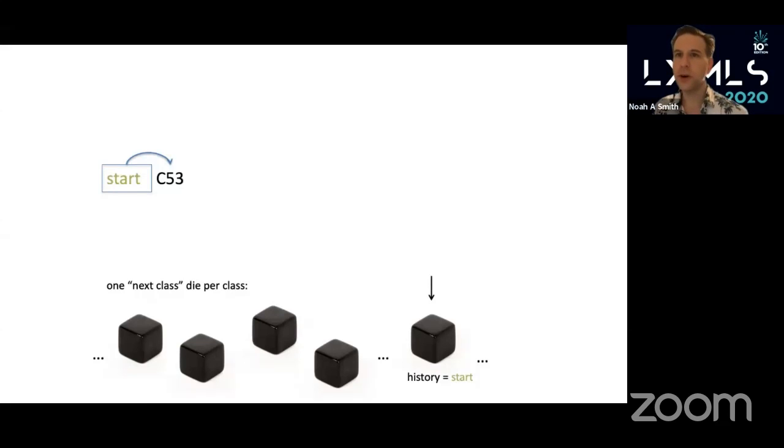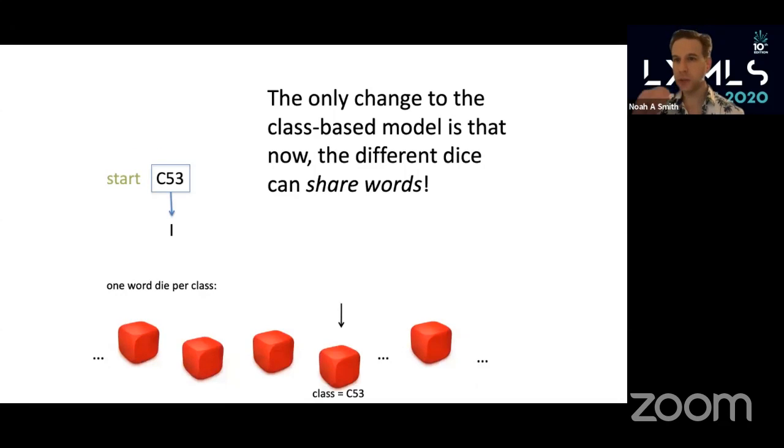So to visualize how the sequence gets generated, just like with the class-based model, we have black dice, one next class die per class. These are the gammas, and we start by writing down a start symbol and then generating the next class. Say we randomly pick C53 by rolling the start die. And then we switch over to the red dice, where we have one per class or state, and they have words written on the side.